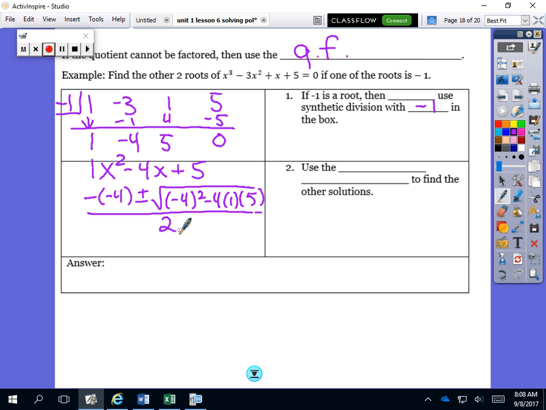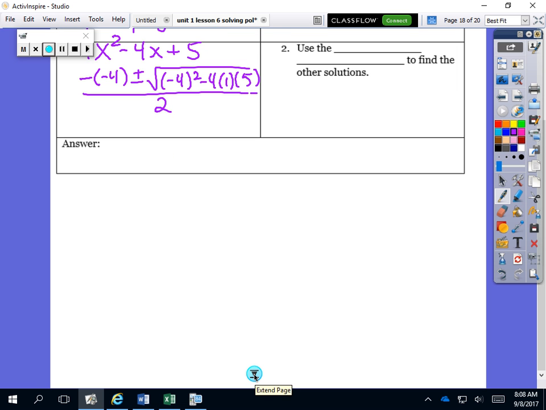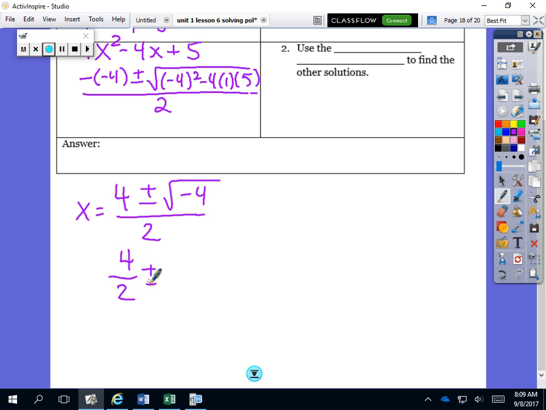So we get, under the radical, negative 4, and then 2 on the bottom. So now x equals this thing, reduce. And I know the square root of negative 4 is 2i, because we did that earlier. So 2i over 2. Well, 4 over 2 is 2, and these 2's cancel out, because when I divide that, it equals 1, so I just have an i. So 2 plus or minus i.